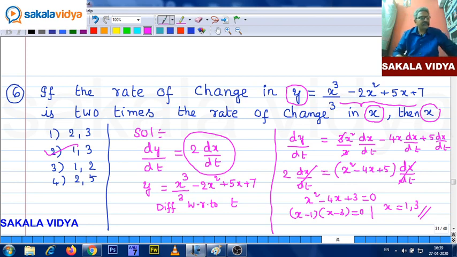So, let us move to the 7th question now. Actually, rate of change means it may be increase or decrease, both we will consider, increase or decrease.